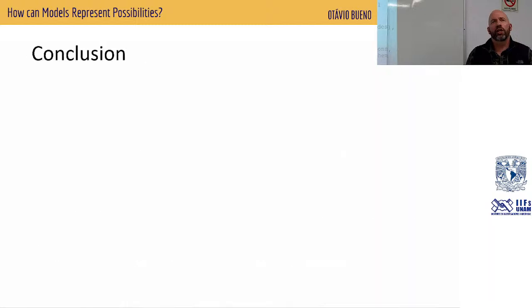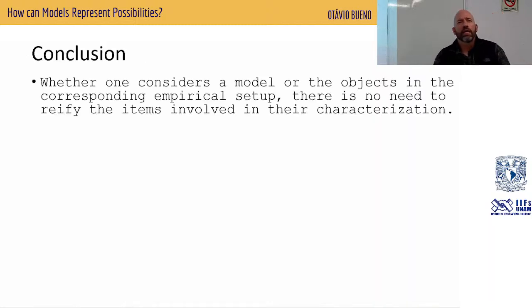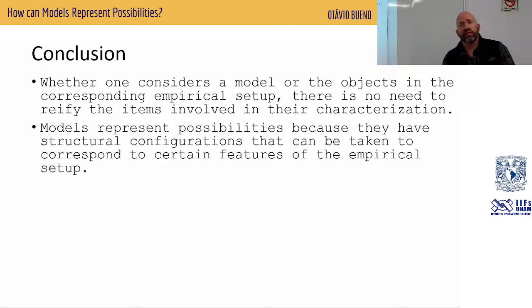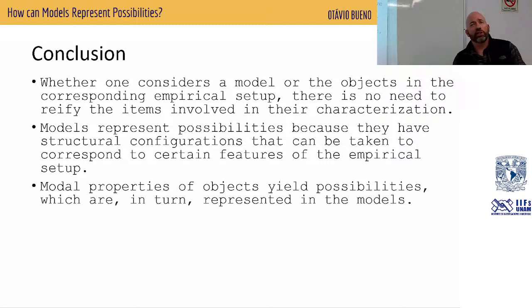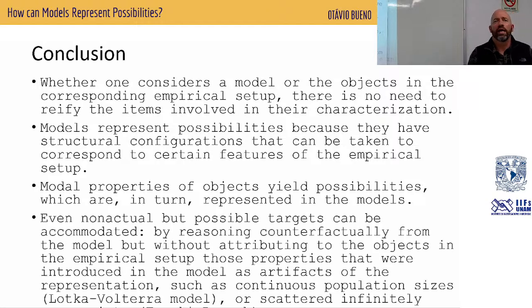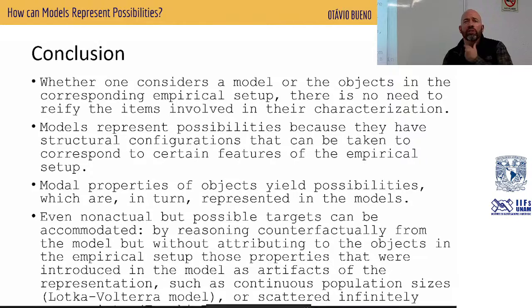Okay, so to conclude, whether we consider models or objects in the corresponding empirical setup, there's no need to reify the items involved in their characterization. Models represent possibilities because they have structural configurations that can be taken to correspond to certain features of the empirical setup. Modal properties of objects yield possibilities, which are in turn represented in the model. So there are modalities on both sides of the equation, as it were. And even non-actual but possible targets.